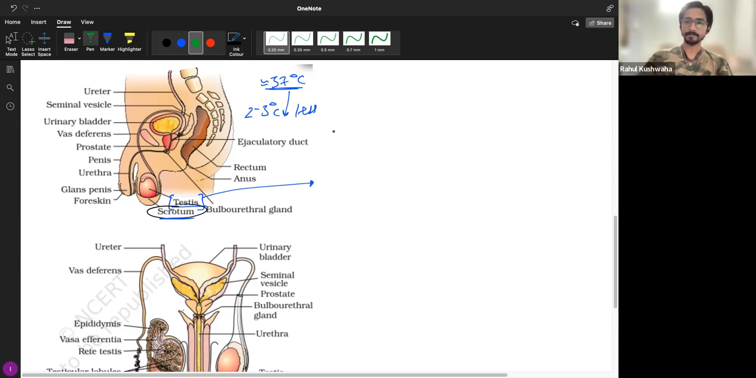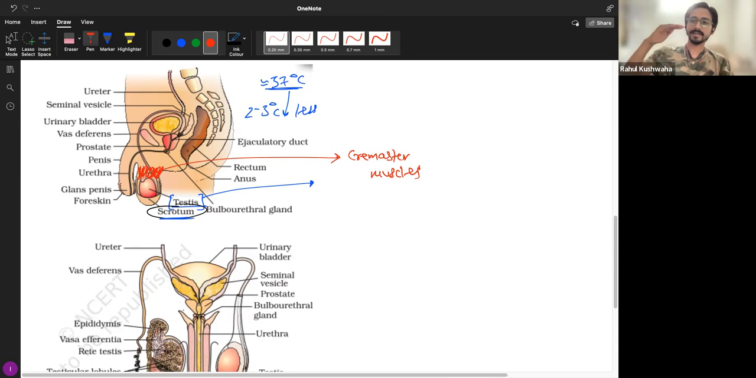and will also cool down faster in winters, right? So this scrotum has a set of muscles at the junction, which I'm drawing here, and these muscles are called cremaster muscles. This is important for your entrance. So these are called cremaster muscles. These cremaster muscles allow the testes to ascend a little up and a little down depending on what temperature it wants to maintain.